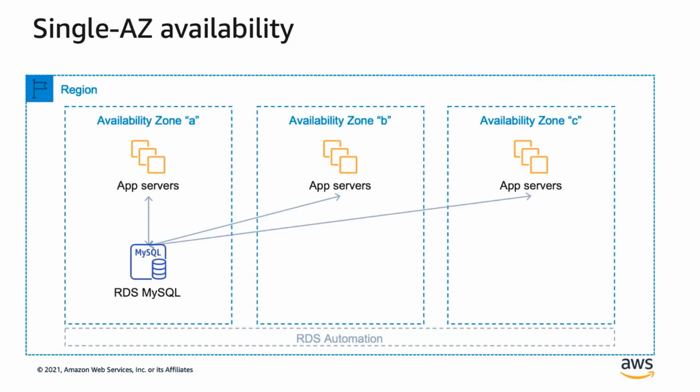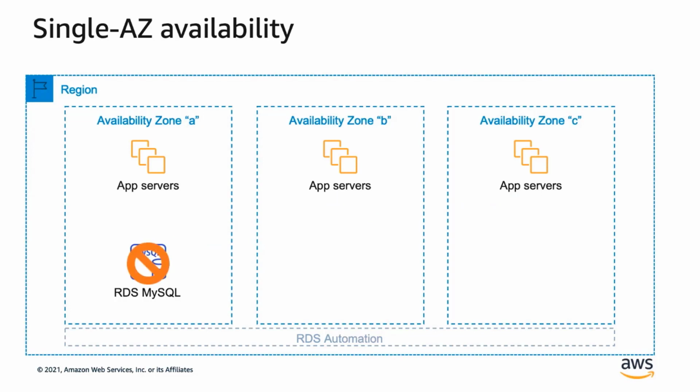Let's look at a single availability zone. In a single availability zone configuration, the compute node and storage volumes for an instance are created in a single availability zone. As you see on the screen, we have a region, and then within that region, we have three availability zones, A, B, and C. And our applications are spread across all three availability zones, but our RDS instance is within a single availability zone, A.